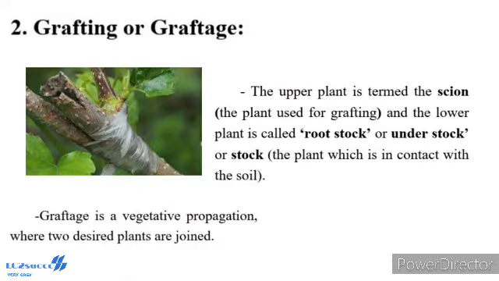Second method, grafting or craftage. Craftage is a vegetative propagation where two decided plants are joined. It is also called grafting. The graft combination involves two plants. The upper plant is termed the scion and the lower plant is called rootstock or understock or stalk.